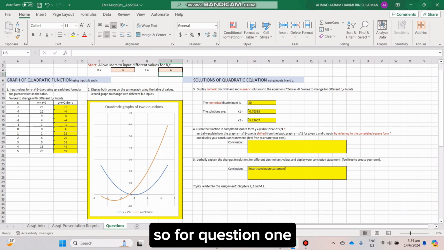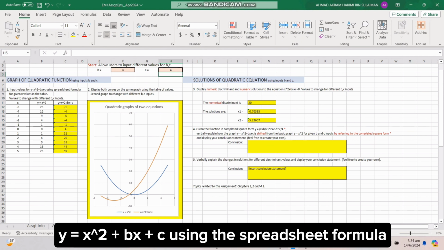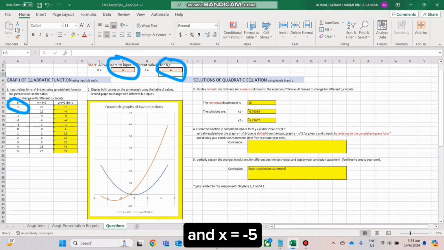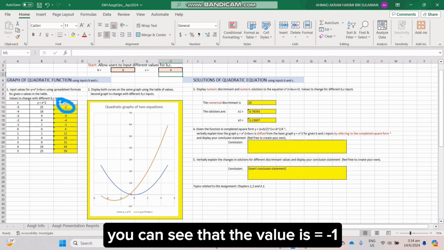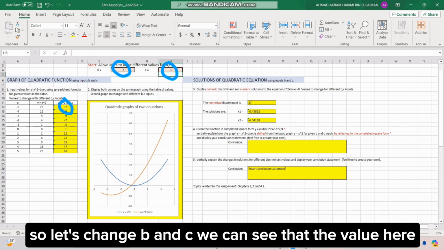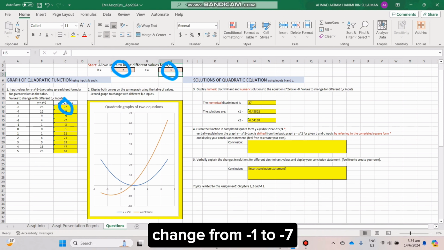So for question 1, I've input all the values for y equals x squared plus bx plus c using the spreadsheet formula. When b equals 6 and c equals 4 and x equals -5, we can see that the value is equal to -1. So let's change b and c. We can see that the value here changed from -1 to -7.